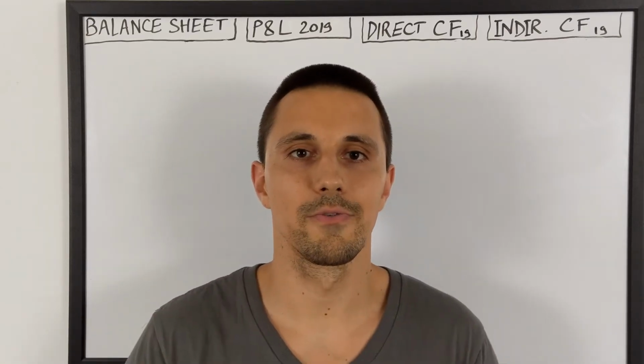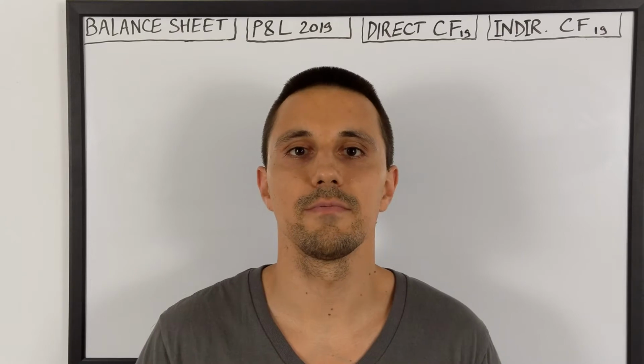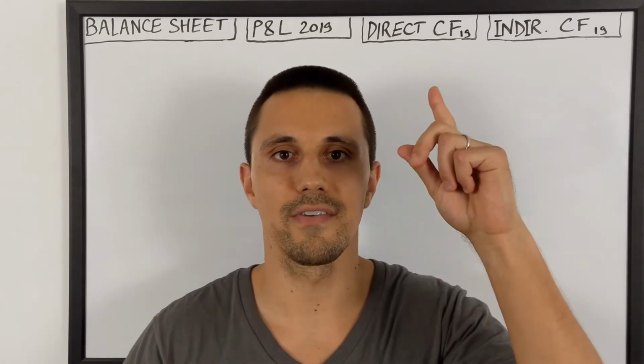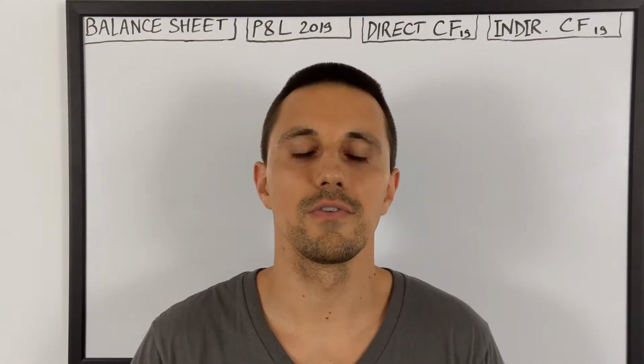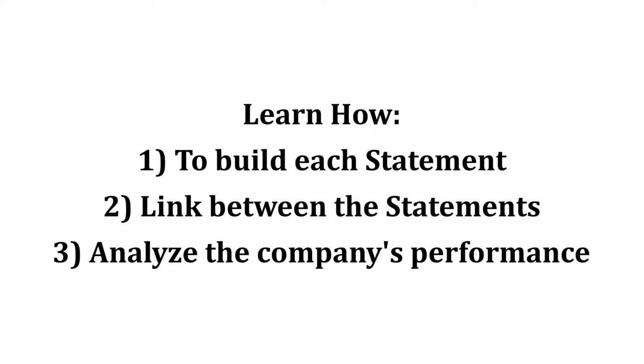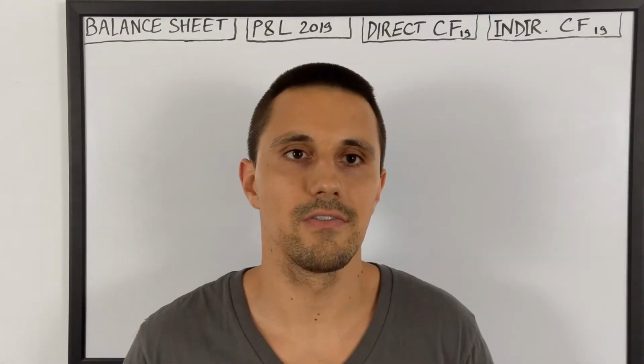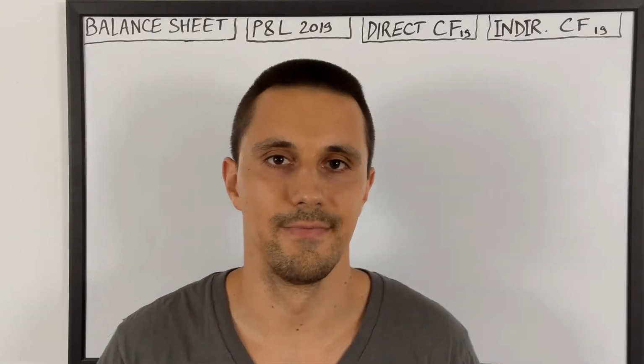Today we're going to talk about relationships. Relationships between balance sheet, profit and loss, and cash flow, which are called together the financial statements. In this video, you will learn how to build each of the statements, and afterwards we're going to link them together to see how they interact. And at the end of the video, we will analyze the performance of our example company here. Let's stay tuned and let's start with the balance sheet.